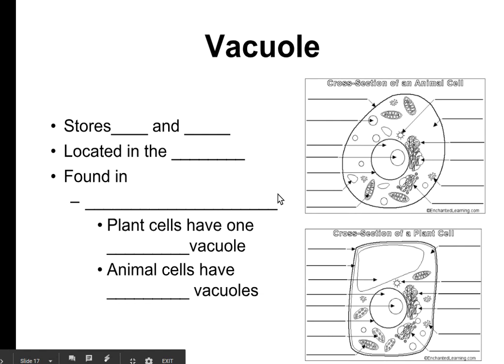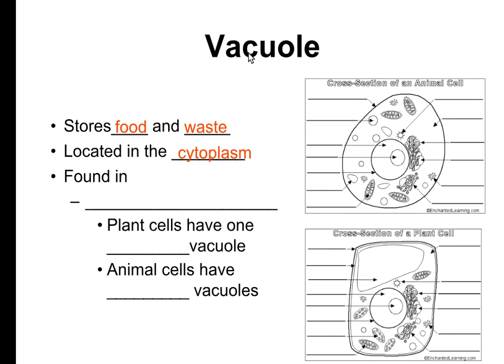So the vacuole, like a vacuum cleaner, and that beginning part of the word vacuum cleaner can help you, stores dirt. And sometimes, every once in a while, if you're not careful, it might suck up something good. And you'll have to dig that out. So it can store good stuff too. So it stores food and waste, good and bad stuff. It's located in the cytoplasm. And it is found in both plant and animal cells.